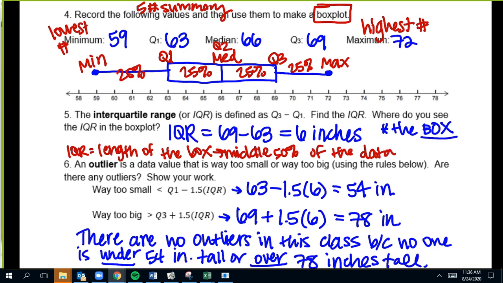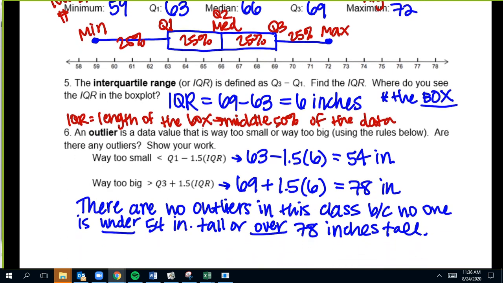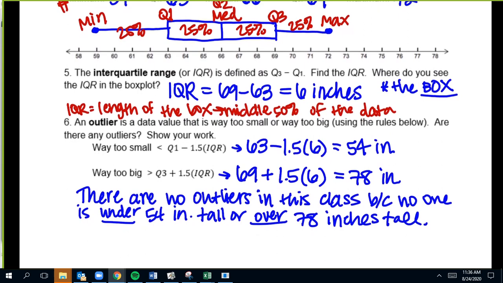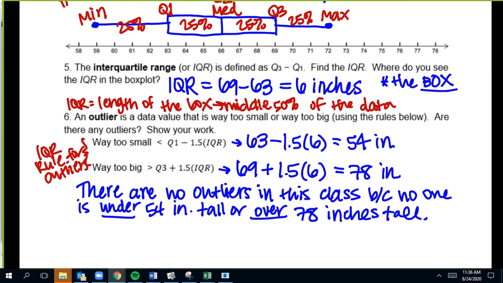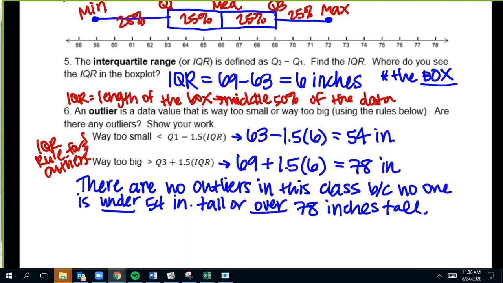Okay, number 6. We gave you the directions for finding an outlier. This rule is called the IQR rule for outliers. And what it does is it uses a visual of the length of the box to determine if anything is an unusually high or unusually low number.